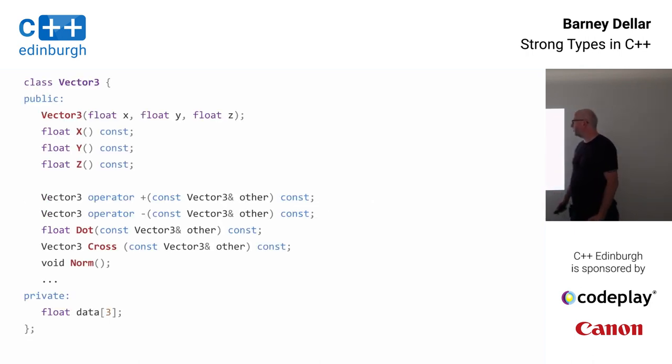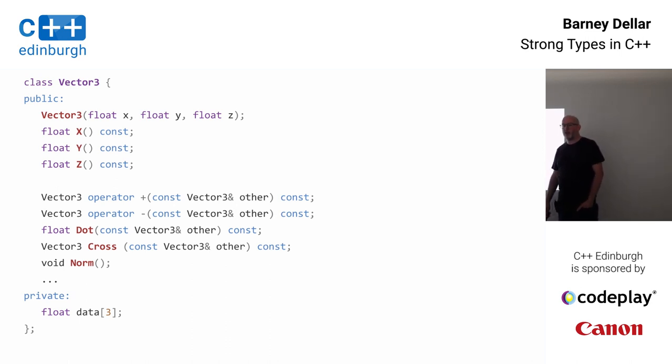So I'll look at another example now. This is a library I'm working on at the moment. So we have an old class in our code. It's a vector 3. And it's used to represent points or vectors in a 3D space defined by three coordinates.